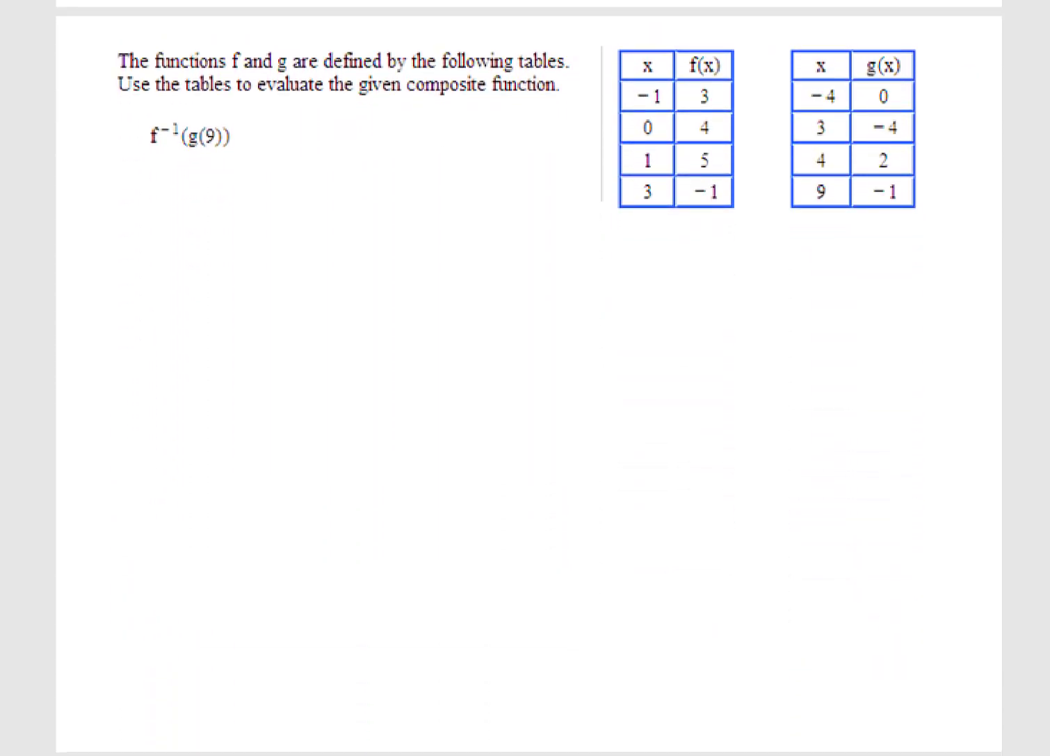Okay, they want us to find the inverse of f of g of 9. Again, they don't give me a table for the inverse of f of x. They only give me a table of f of x and g of x. So I'm going to go ahead and make the table for the inverse of f of x. Remember that these just get switched around, so I just go down the line for my x's over there. All I did was copy these x's down for my output, my y, and then I copy these for my x's.